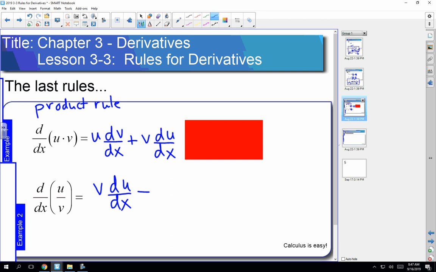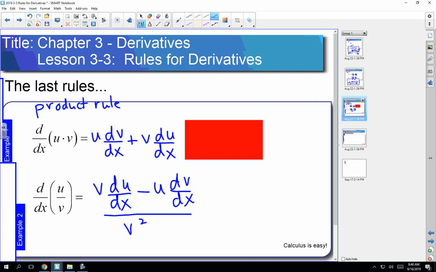The way they have it written in the textbook is bottom times derivative of the top. But derivative of the top times the bottom minus, and then they have here derivative of the bottom times the top, or top times derivative of the bottom, all over the bottom squared. And so that's the quotient rule.